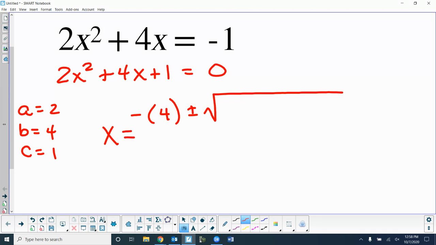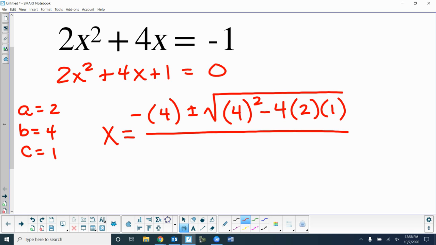So negative b plus or minus the square root of b squared minus 4, it's always a 4, times a times c, all over 2 times a.